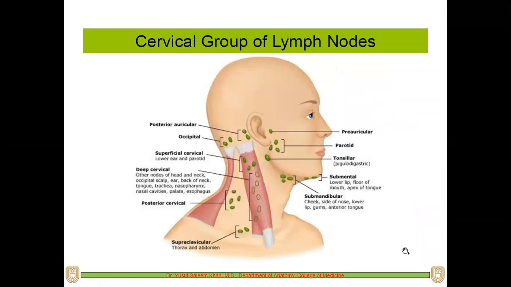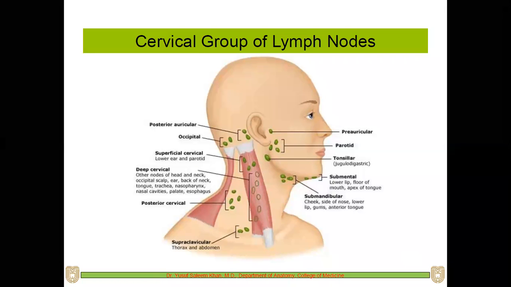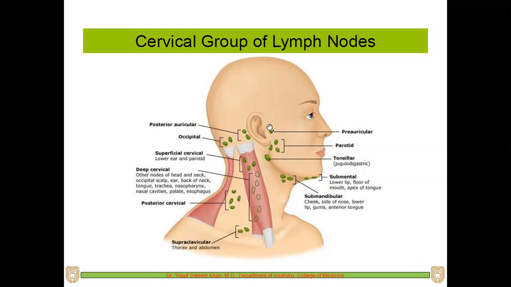Now going to the cervical group of lymph nodes in the neck. These are called cervical, and there are different groups of lymph nodes here. If you see here, there are different groups. Around the ear, there are the pre-auricular nodes, which are in the front. Pre means in the front, pre-auricular. Then we have the post-auricular, behind.